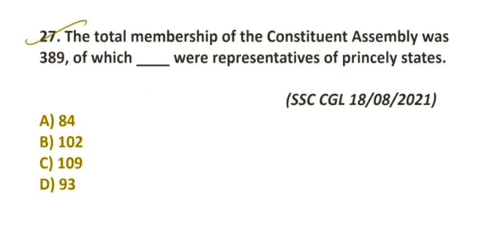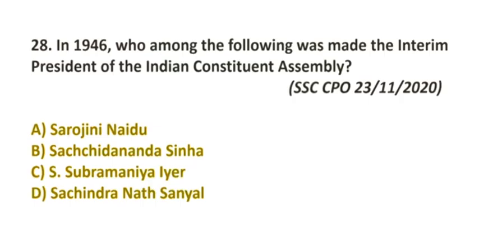27. The total membership of the Constituent Assembly was 389, of which dash were representatives of the princely states. Option number D, 93. Question number 28. In 1946, who among the following was made the interim president of the Indian Constituent Assembly? Option number D, Sachindranath Sanyal. Sanyal is the right answer.